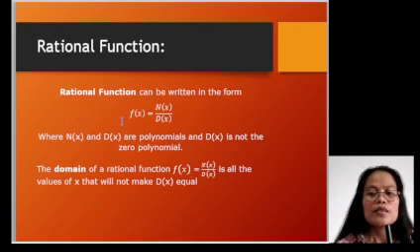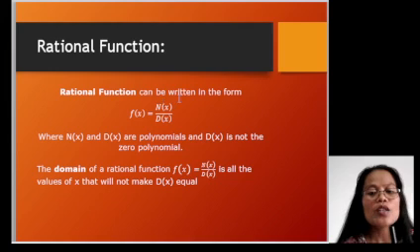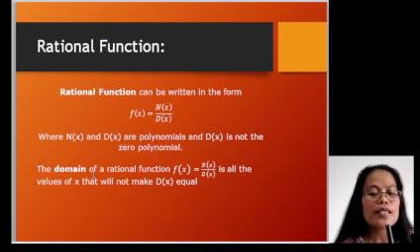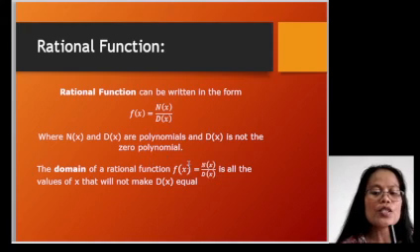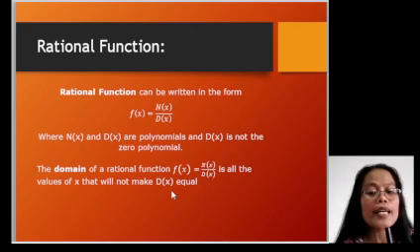Now, what are rational functions? A rational function can be written in the form f of x is equal to n of x all over g of x, where n of x and g of x are polynomials and g of x is not the zero polynomial. And the domain of a rational function f of x is equal to n of x over g of x is all the values of x that will not make g of x equal to zero.